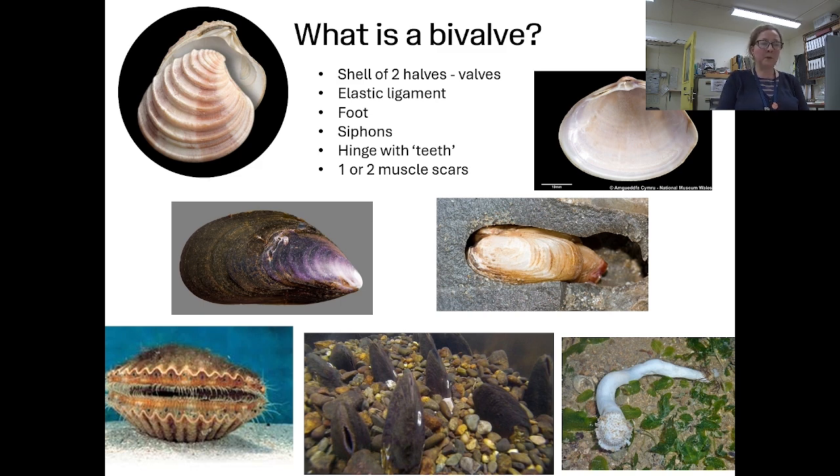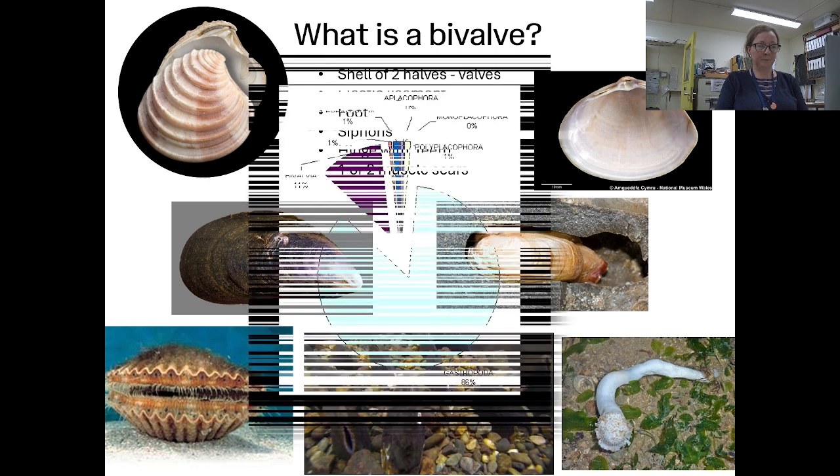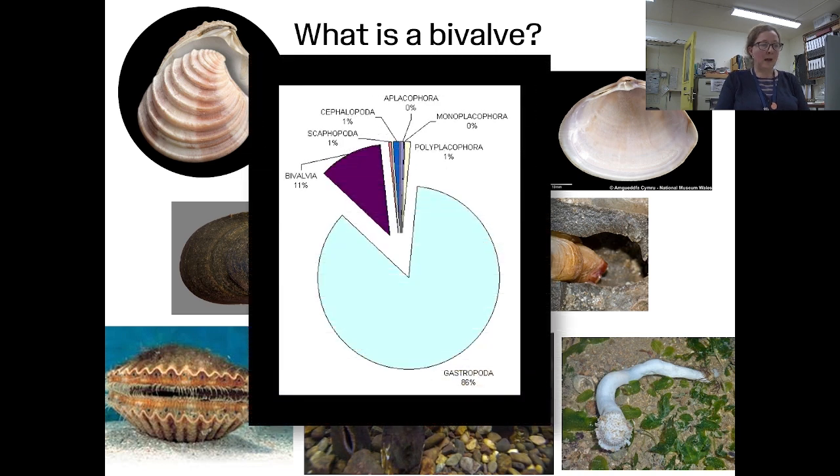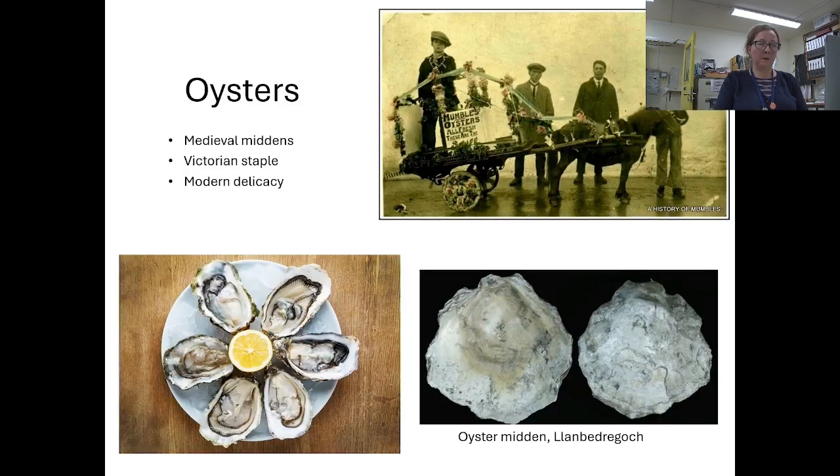And bivalves also have 1 or 2 adductor muscles, which allows the shells to open and close. And those adductor muscles leave scars on the inside of the shell, which are diagnostic features as well. About 11% of the mollusks are bivalves. There is a great variety of them, but we're going to talk about oysters.